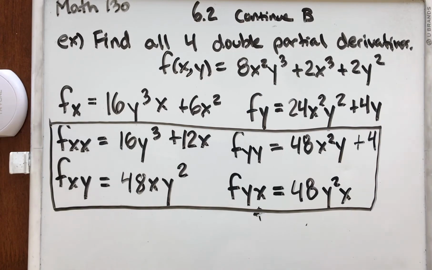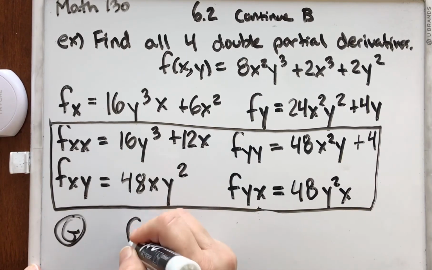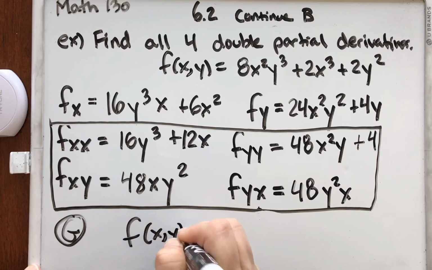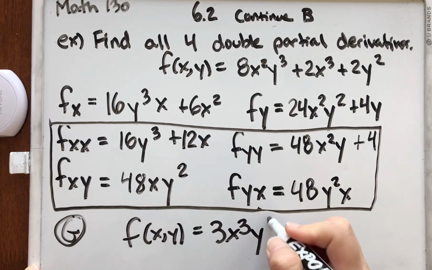Okay, now I'm going to give you one, and I'd like you to find all four doubles. So here you go. Here's your problem. f(x, y) equals 3x cubed y to the 4th.